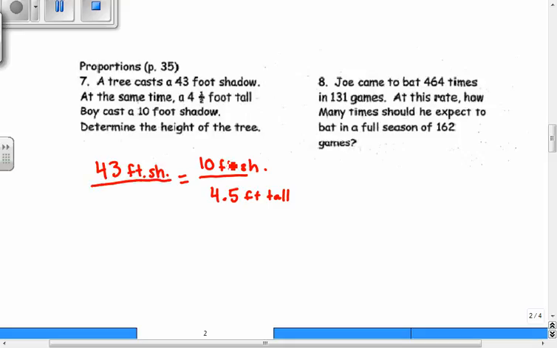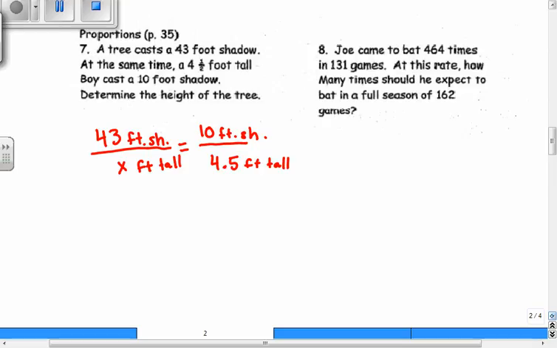So we have the shadows on top. We have the height of the object, whether it's the tree or the boy, on the bottom. We don't know what it is, so it's x feet tall. Okay, a proportion is when you have two fractions that are set equal to one another. When we solve for proportions, that's the only time that we cross multiply. So we're going to multiply this by this and this.